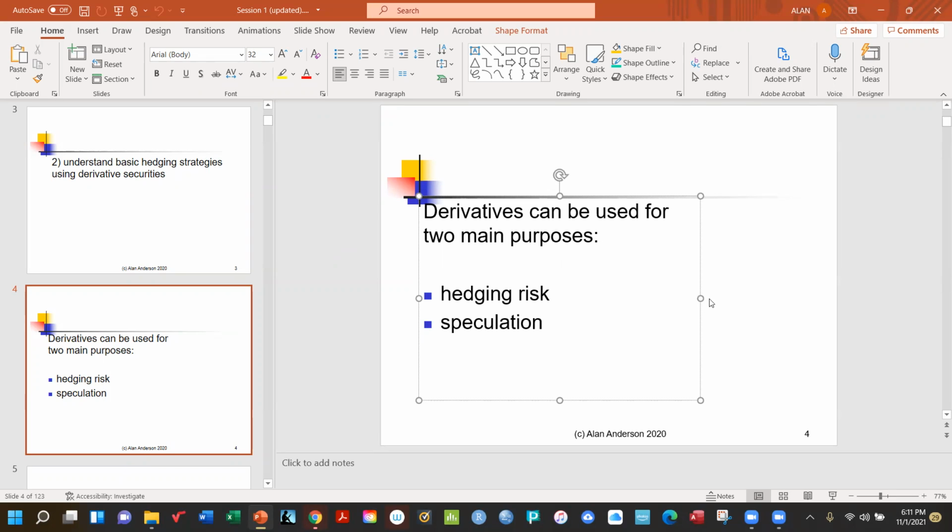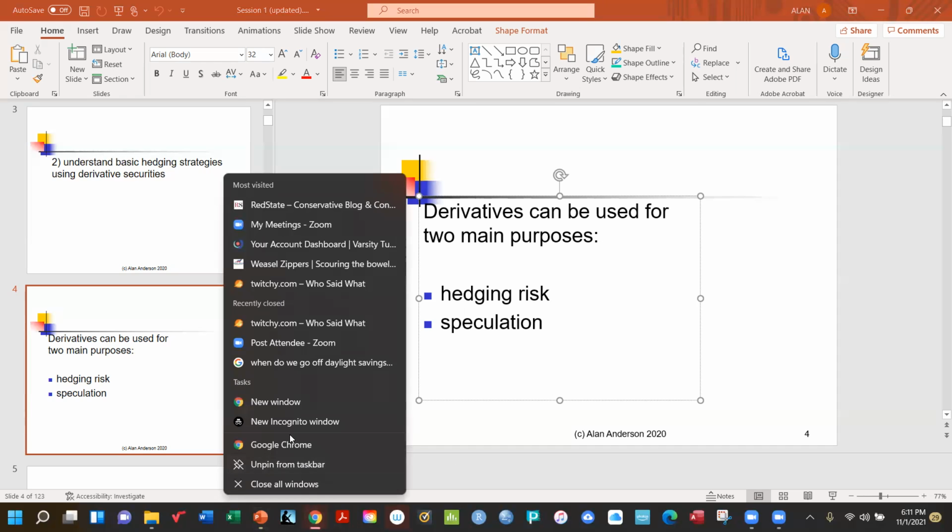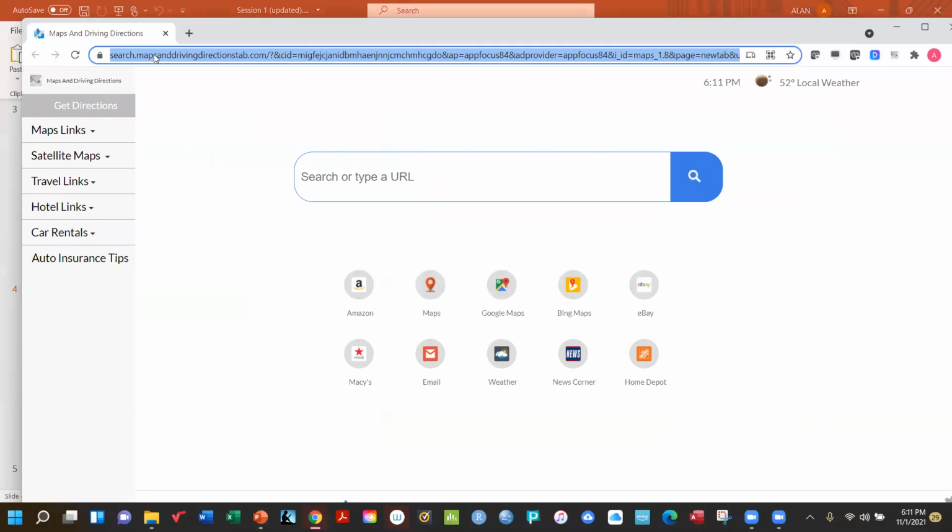Even Wall Street professionals can lose a lot of money and have done so with these derivatives. In fact, we'll mention some cases as we go along, but in the early 90s, let me see if I can find an article about this. There was a trader at Societe Generale in France.